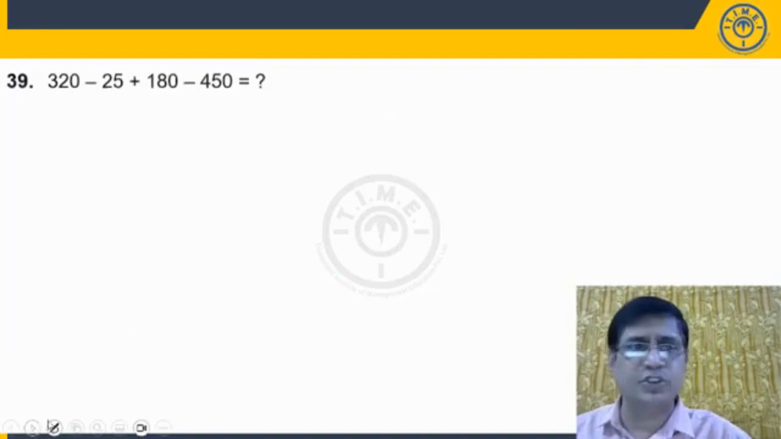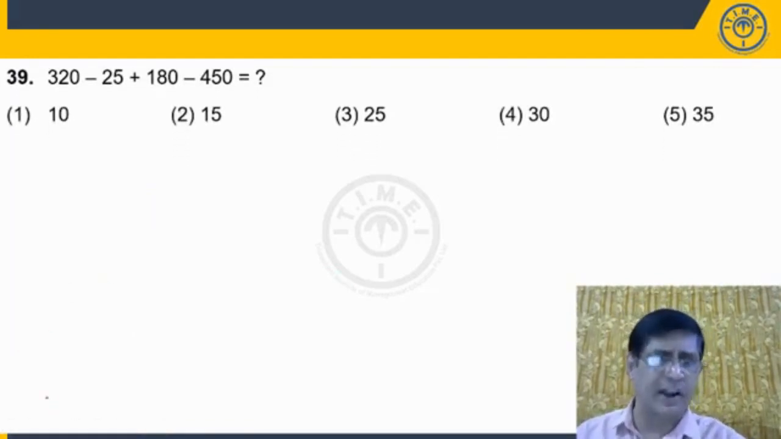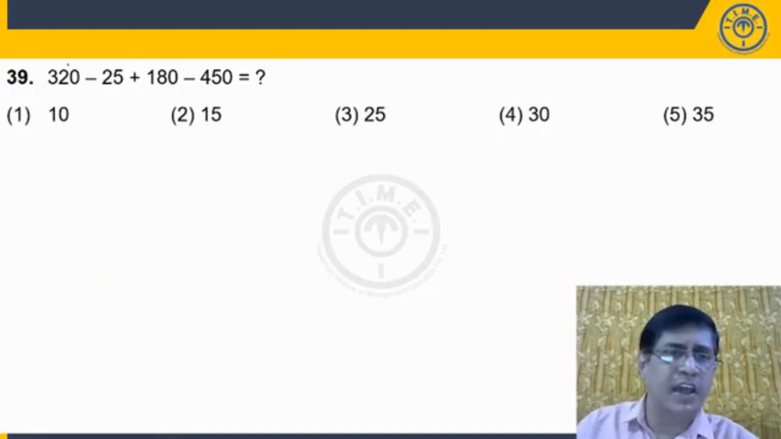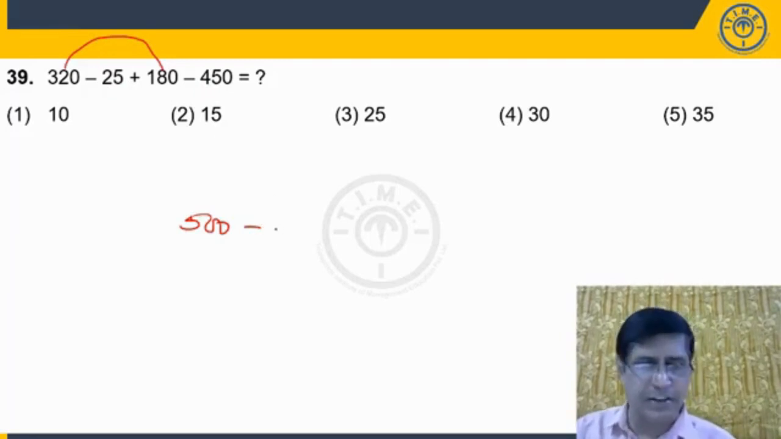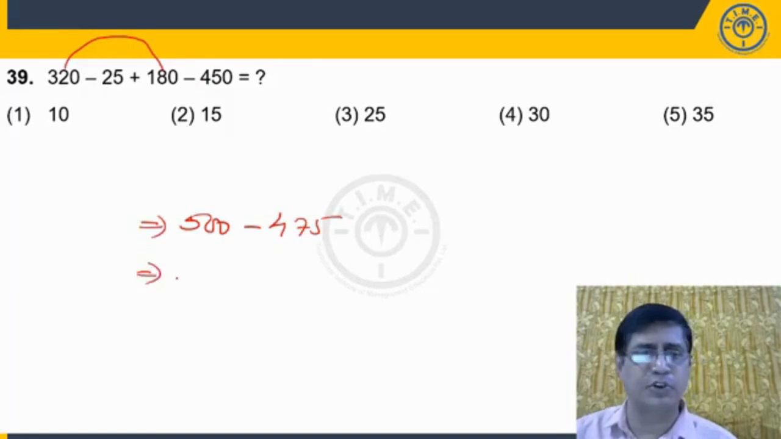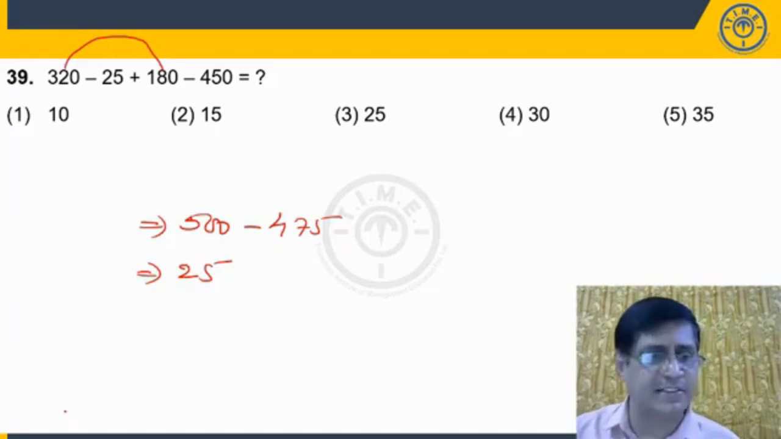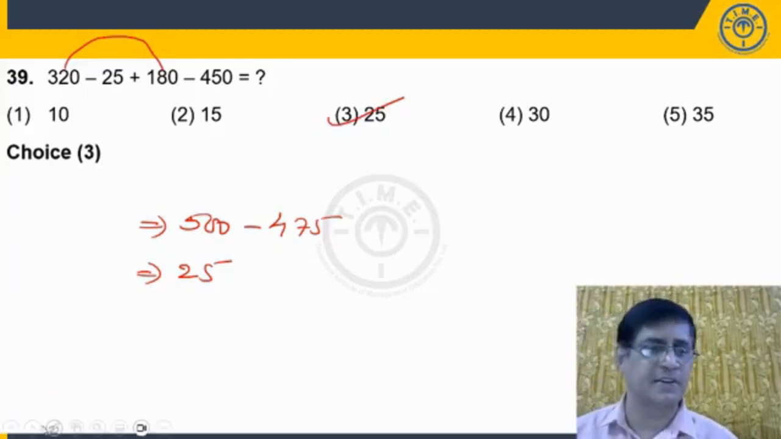Now the next question, it is a very simple question, just addition and subtraction. Now add all the values. 180 plus 320, the result is 500. Now what is the next part here? The next part, 25 and 450, the result is 475. Yes, my dear students, this is one of the simple questions given in this paper. That is 25. Right answer, option number 3. The third choice is the right answer.